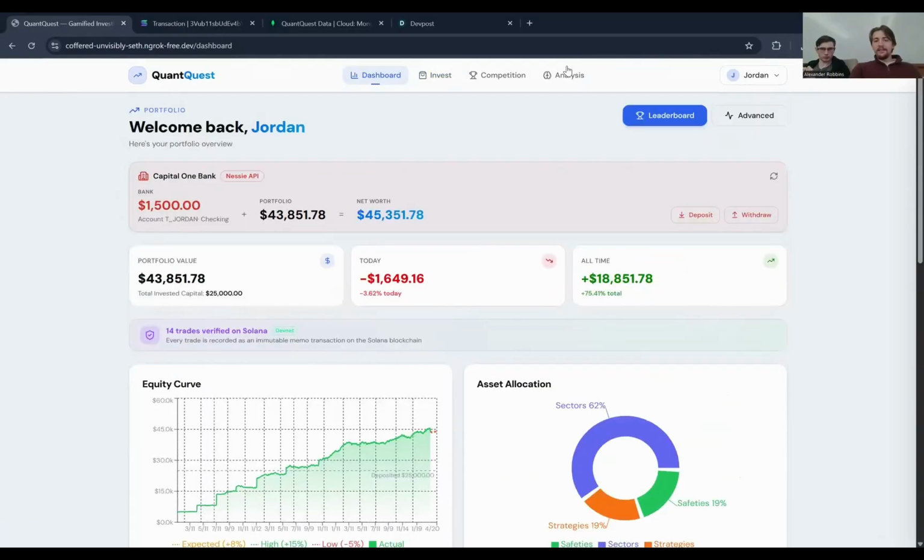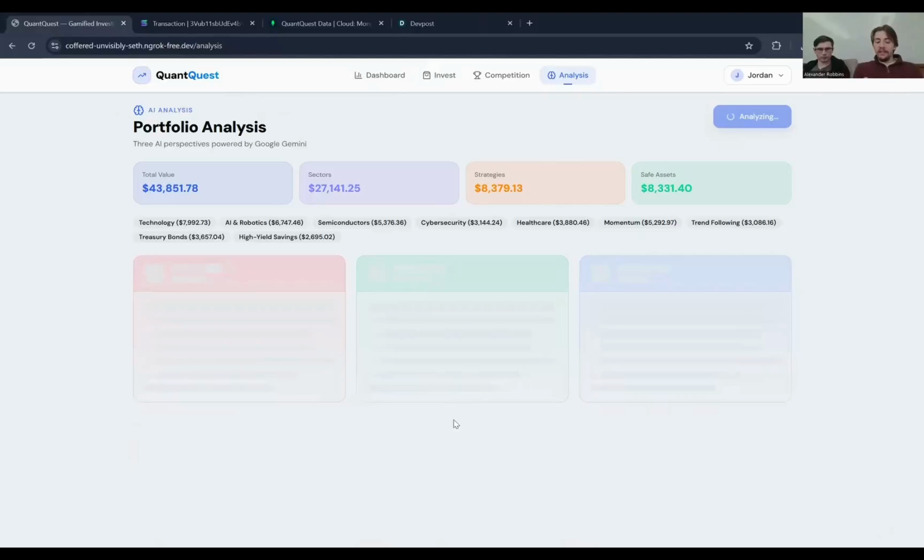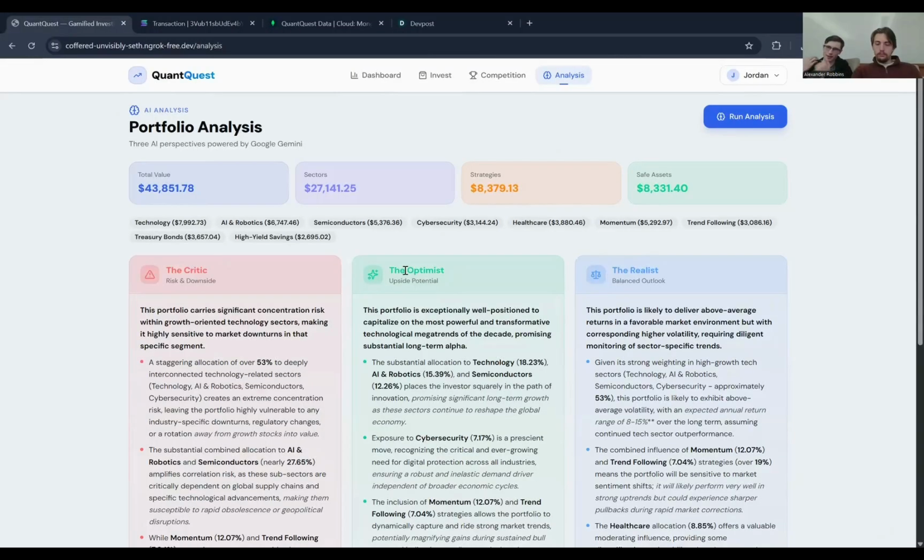And lastly is the AI analysis. And here's where we usually exploit Gemini to the max of its abilities. So if you click run analysis, it takes in all the data of your returns, how your investments have moved, and what your investments are, and it generates three different views on it: the critic, the realist, and the optimist. Wait for a second for it to load. And rather than just being a blanket template, using Gemini, this gives you very specific advice catered exactly to how your portfolio is set up and weighted.